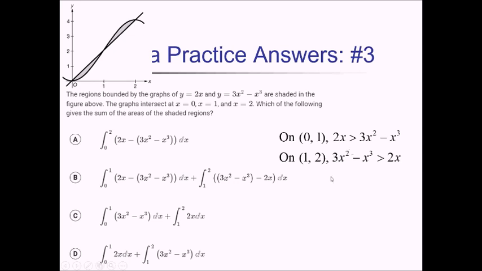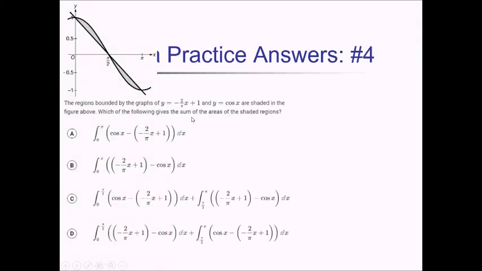For my first integral, from 0 to 1, to do top minus bottom, I need to do 2x minus (3x squared minus x cubed) dx. On the second interval, from 1 to 2, which I'm going to be adding to that first integral, top minus bottom means 3x squared minus x cubed minus 2x dx. So that ends up giving us answer choice B.